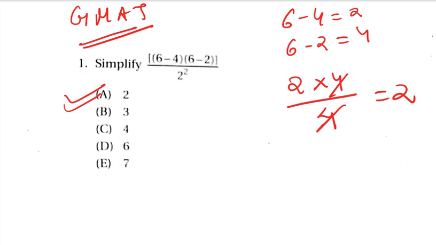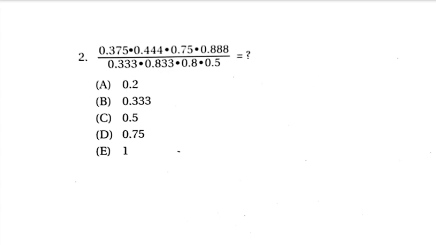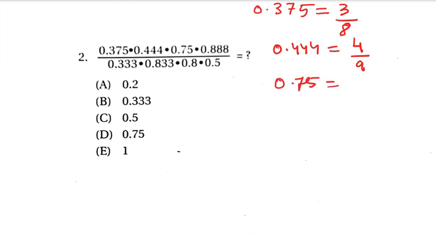Let's move on to our second question without wasting time. This may look difficult, but don't do it in such a way that it gets difficult. You can do it in an easier way. Suppose, let me just write it, 0.375 is equal to 3 by 8. Again, 0.444 is equal to 4 by 9. Then the next one, 0.75 is equal to 3 by 4. 0.888 is equal to 8 by 9.